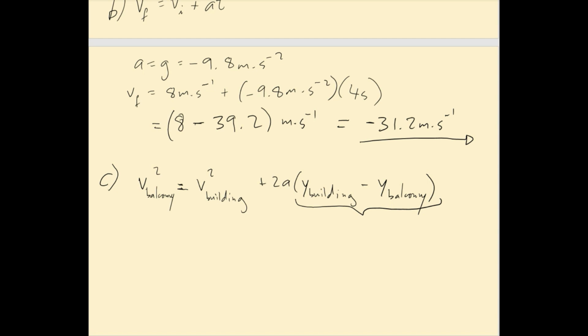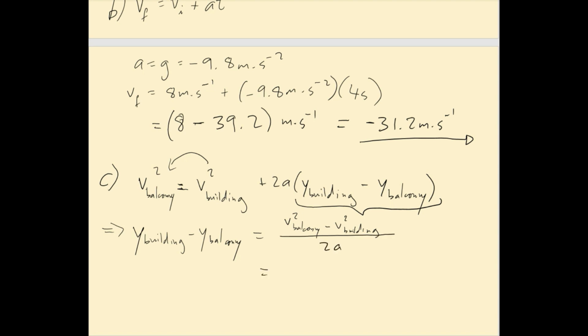So we make it the subject of the formula. We have, let me say, it implies y building minus y balcony is equal to, so we take this over and divide through by 2a, so we have v squared balcony minus v squared building, all over 2a.